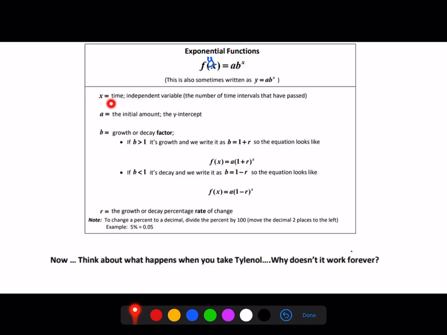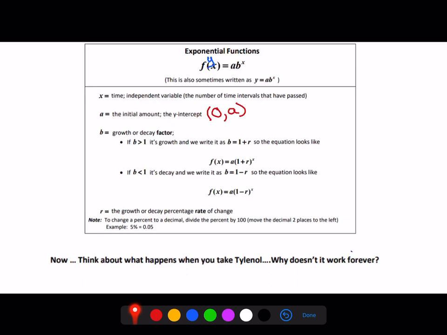First off, x is equal to time. So oftentimes we're going to plug in the number of years, the number of time intervals in for x. It's our independent variable, so that's what we plug numbers into. Our a value, the number that comes first, the number that is not raised to the power of x, that is our initial amount, otherwise known as our y-intercept. So whenever they ask me to find my y-intercept, I'm going to have a point (0, a), where a is. That's how I can easily find my y-intercept here.